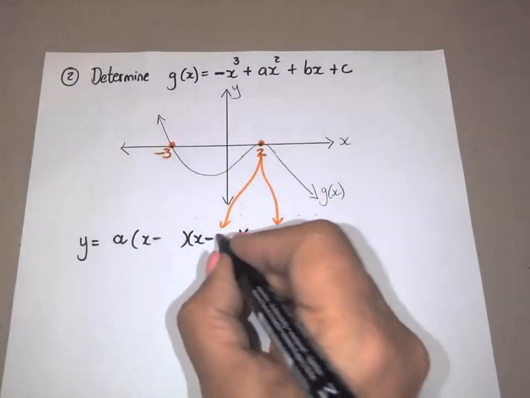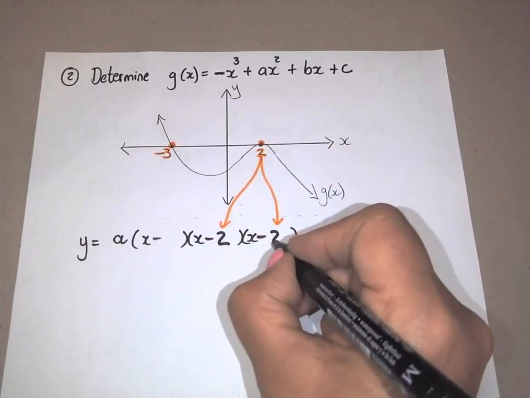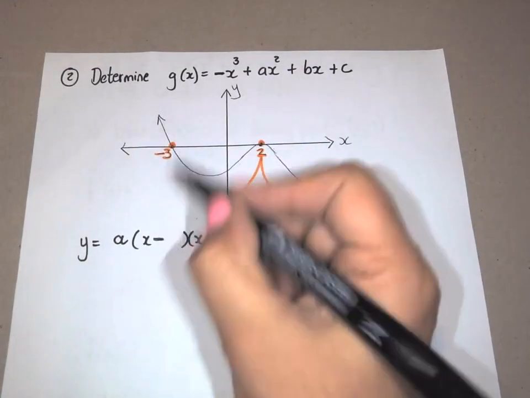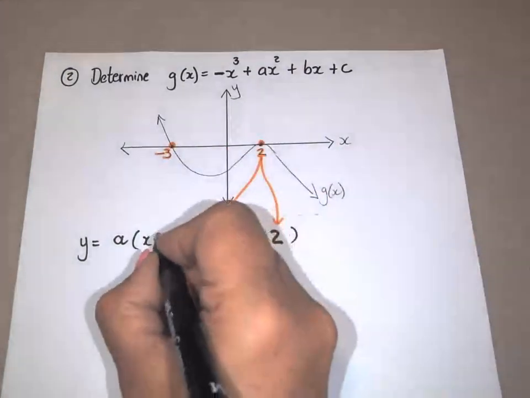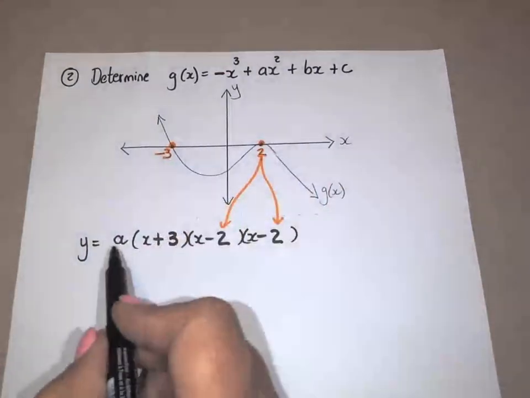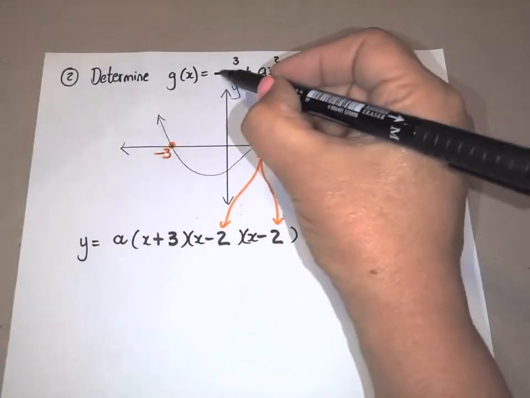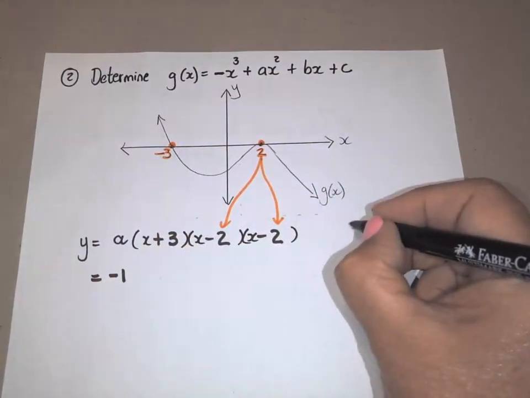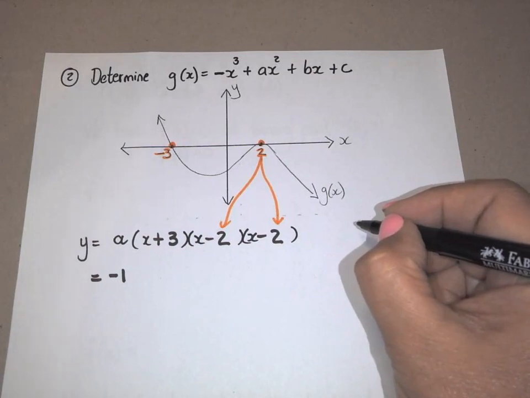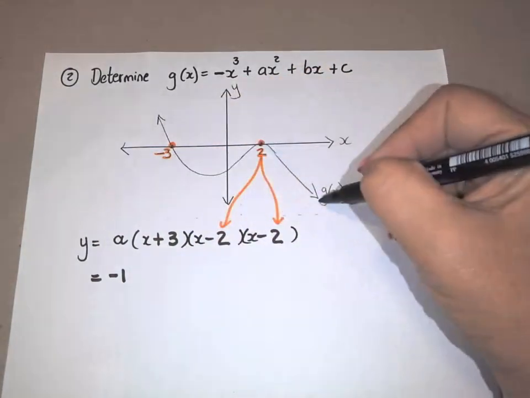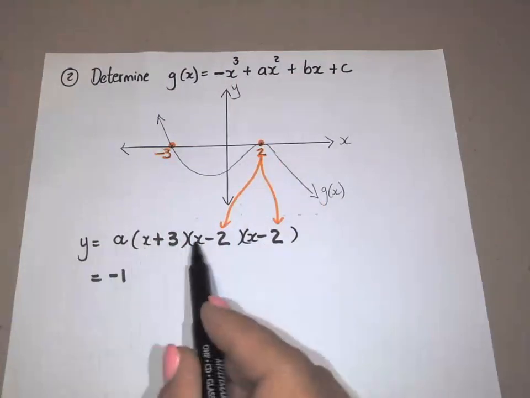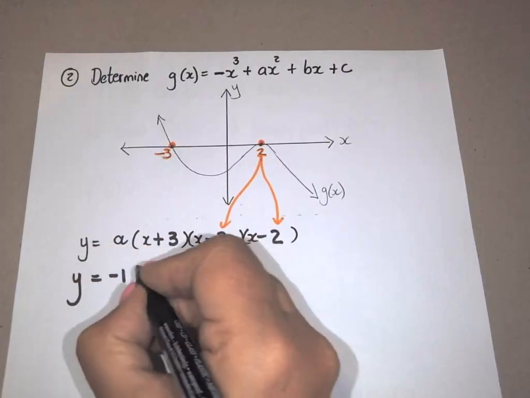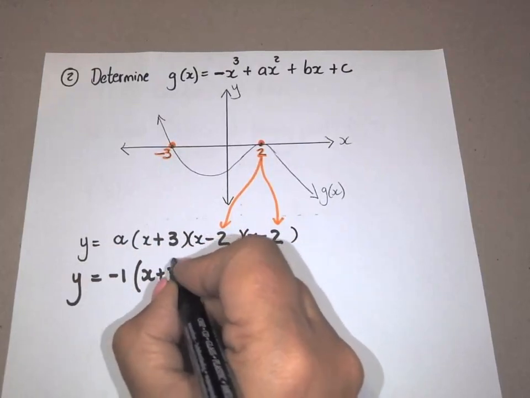This 2 goes here, and this 2 goes again for the second bracket. Our first bracket is x minus negative 3, so it becomes a plus 3. We already know that a is negative 1. We don't have another point or another coordinate to substitute in here. That's why they gave us the a. So y equals a(x plus 3).